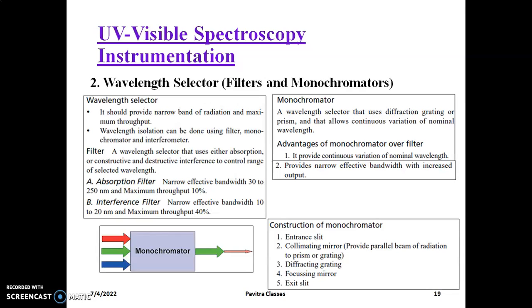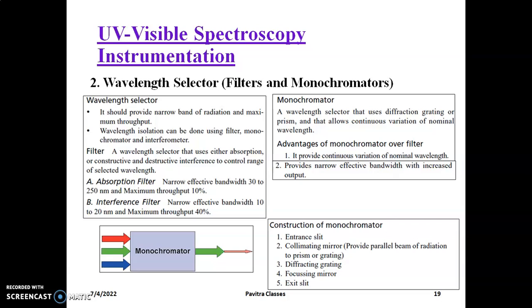Second part is the wavelength selector. Depending upon the particular wavelength, you should select the wavelengths. You should convert the polychromatic light, that is light of different wavelengths, into monochromatic light, so it should be of a single wavelength. For this conversion, monochromators and filters are used. Usually filters are used very little. A wavelength selector works by absorption, or by constructive and destructive interference. In this, filters are used.